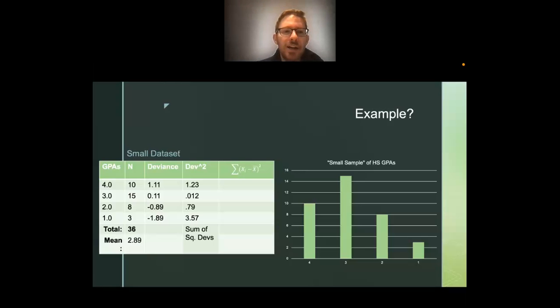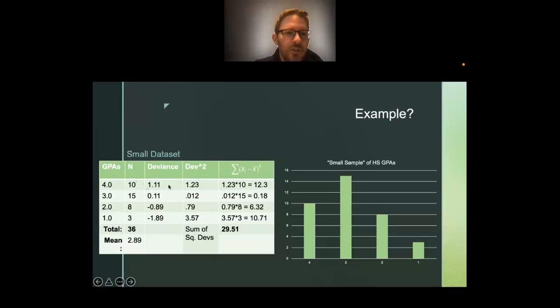When we square it, that gets us into positive territory. Remember, we want to square it so that it's not always just canceling each other out. So here we have the deviance squared for each of those values. 1.11 squared is only 1.23, etc. And then we want to add them all up. So here I have them added. First I multiply them by each of the n.